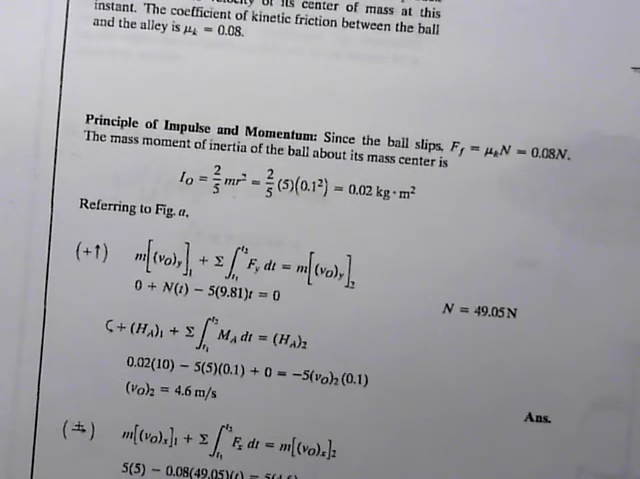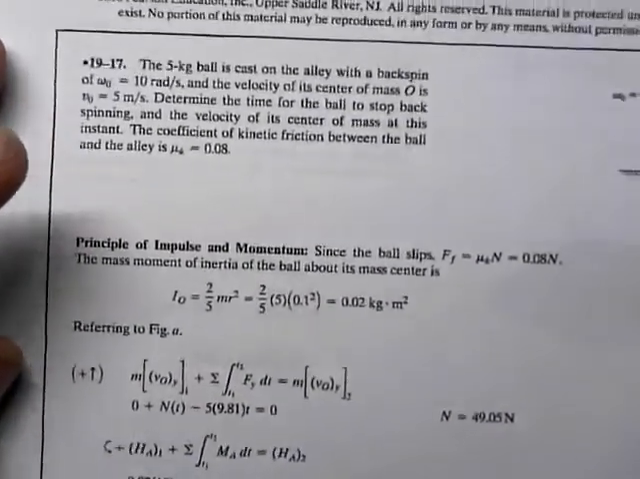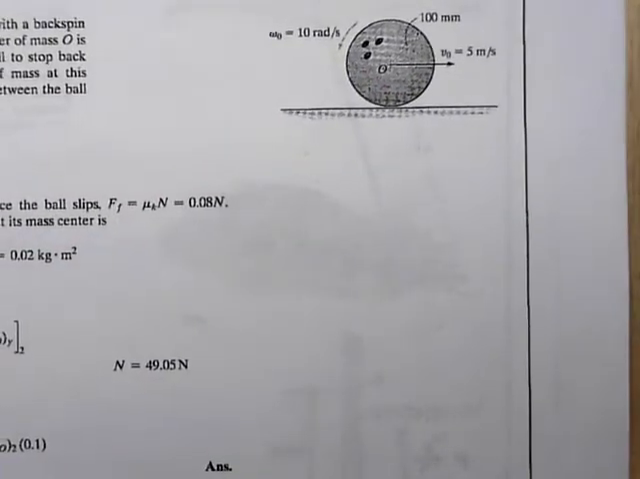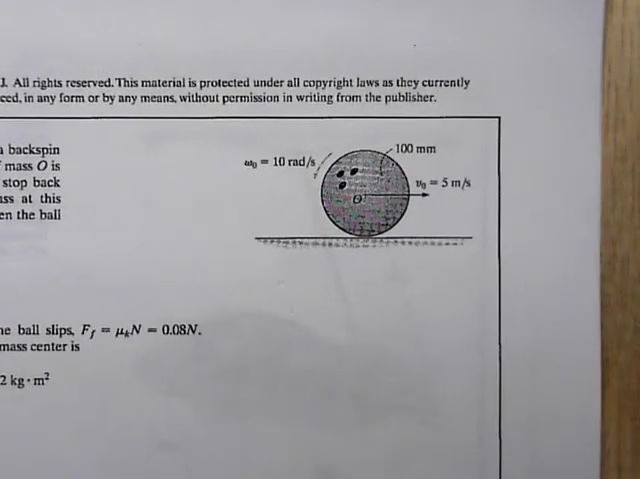Okay, those are the only Chapter 18 problems I've chosen to look at beyond the homework. Now I've got a few Chapter 19 problems. Okay, and what we have is a backspin kind of problem. Those are often quite interesting.